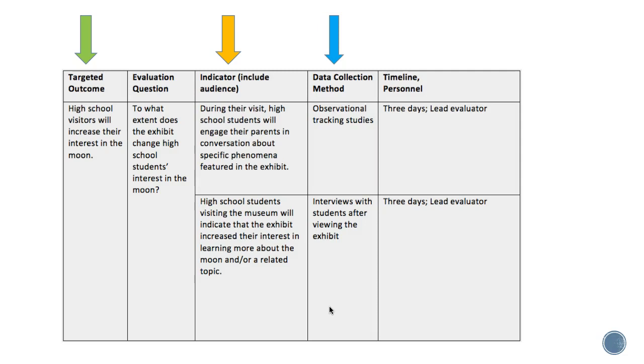Another example, if we have a targeted outcome that high school visitors will increase their interest in the moon, our evaluation question, to what extent does the exhibit change high school students' interest in the moon? Well, we have a couple of indicators. One is during a visit that the high school students will engage their parents in conversation. And the second one, high school students visiting the museum will indicate that the exhibit increased their interest in learning more about the moon and or a related topic. How are we going to collect that data? We're going to observe. We're going to conduct interviews. And then you don't really need to worry about the timeline, but just again, another example for you to go by.